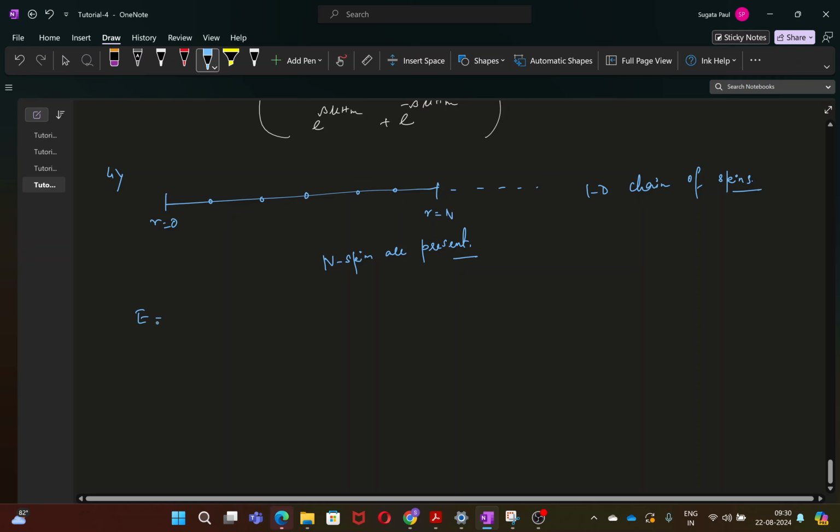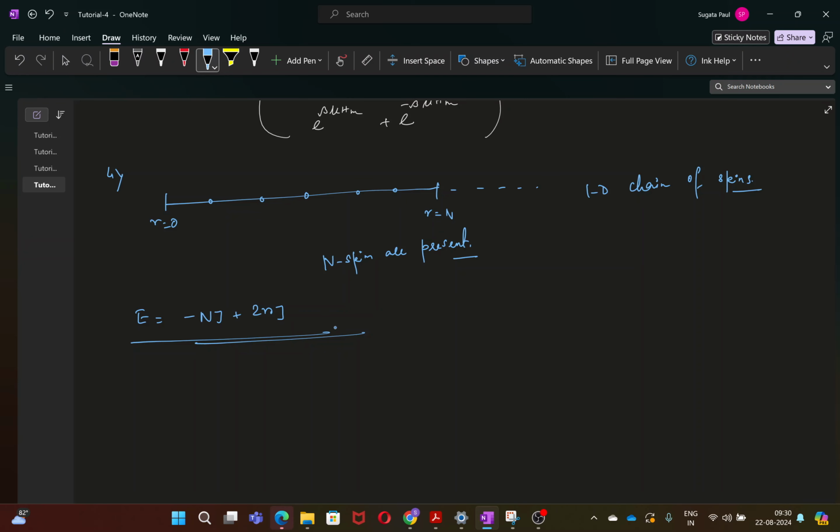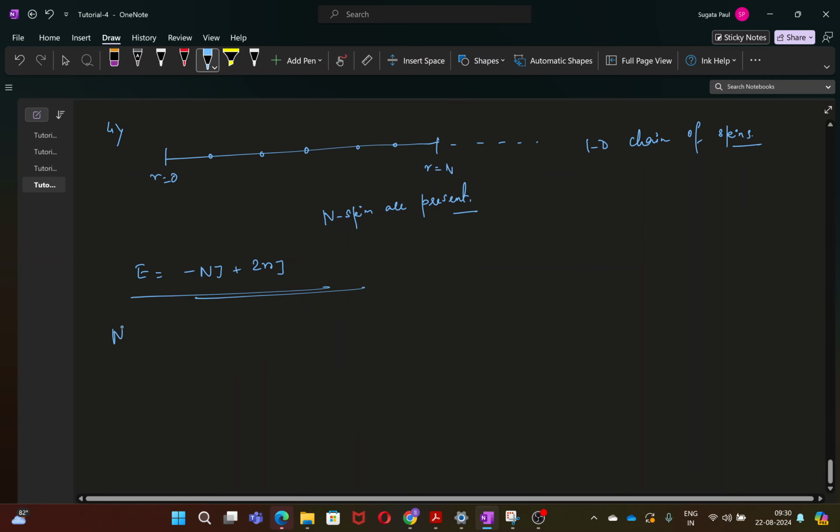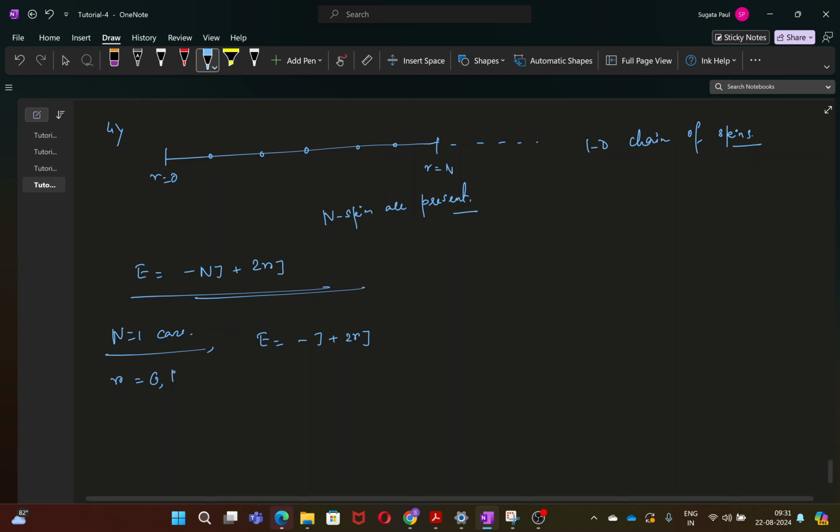So you know that the energy is given by the expression minus nJ plus 2rJ, where J is the exchange interaction strength, N is the total number of spins, and r can go from 0 to N. Let's say for N equal to 1, when the total number of spins is only 1, your energy becomes minus J plus 2rJ, because we have substituted N to be 1. Now, if N is 1, then r can take values only from 0 to N, so it will take values 0 and 1, because only integer values apply. So we have to choose only 0 and 1.